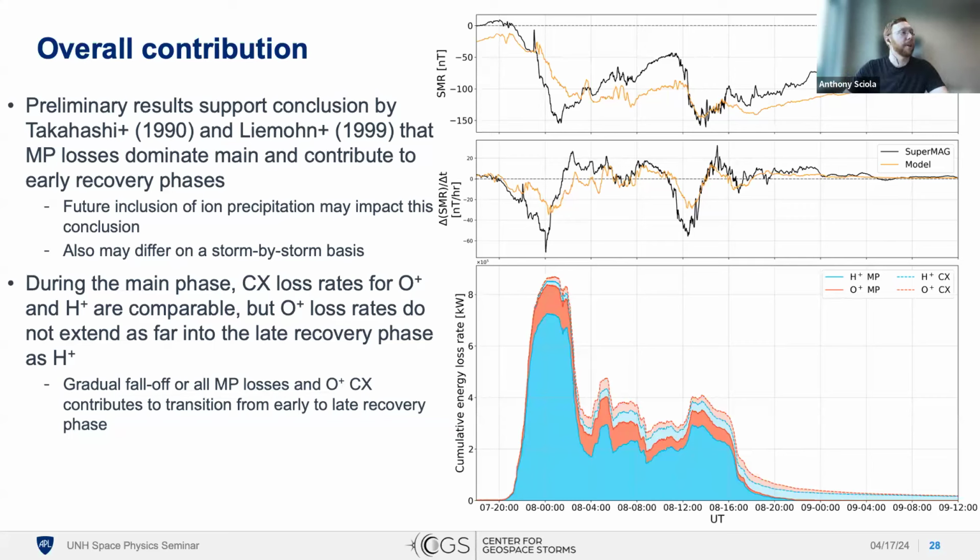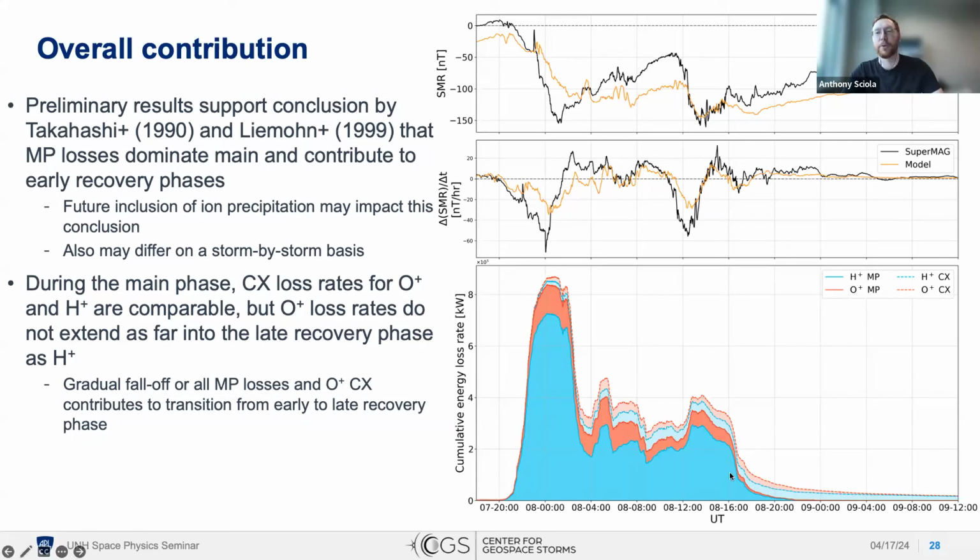But we also see that during the main phase, the charge exchange loss rate for O+ and H+ are comparable, but the O+ loss rates don't extend as far into the late recovery phase as they do for H+. So just a qualitative analysis here, we see that the gradual falloff of magnetopause losses for both H+ and O+, as well as O+ charge exchange, seem to be contributing to that transition between early and late recovery phases.